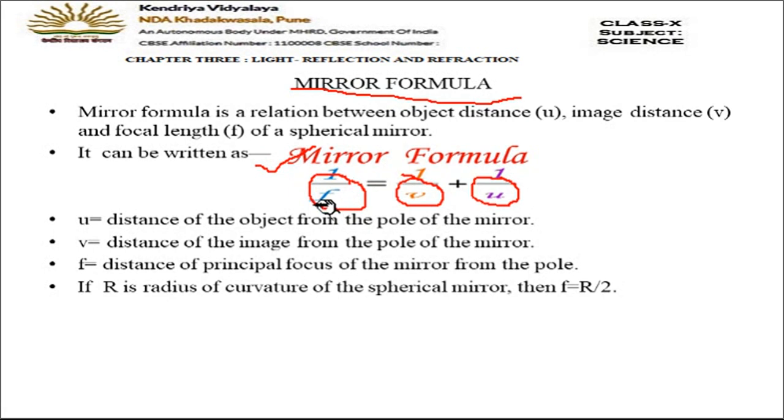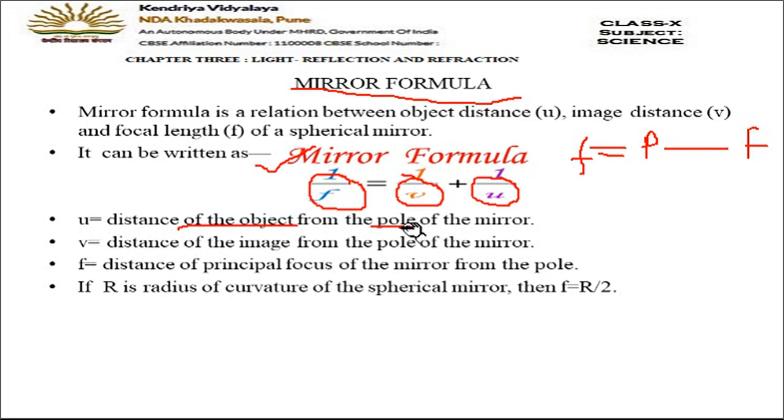You all know f is the focal length, again the distance between the focus point F and the pole P. So f is equal to the distance from the pole to the focus point. Remember children, this is small f and this is capital F. So this is f, the focal length here. And 1 upon f is equal to 1 by v plus 1 by u. Now let us see what this v is and what this u is. u is nothing but the distance of the object from the pole of the mirror.